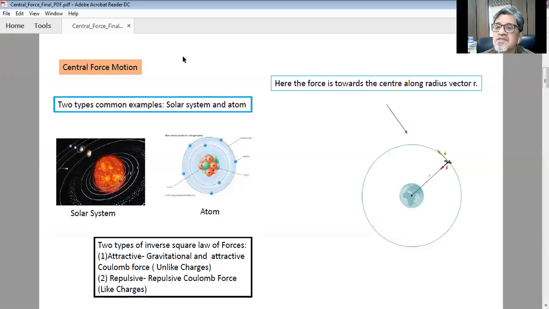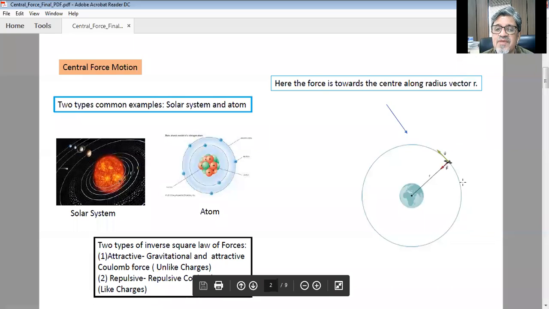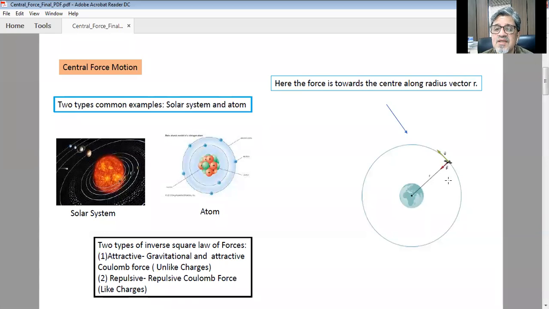First, let us see what is central force motion. We have taken two examples. One is the familiar solar system. Another example is of the atom. So these two examples are of central force motion. Here, the force is towards the center along the radius vector. Here again, the example of Earth is taken, and a satellite is moving around in a specific orbit. Now, force is always towards the radius, towards the center of the Earth. So this is one more example of central force.